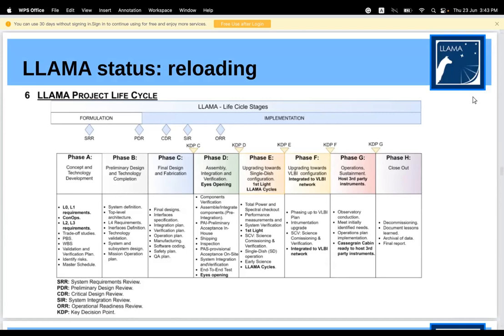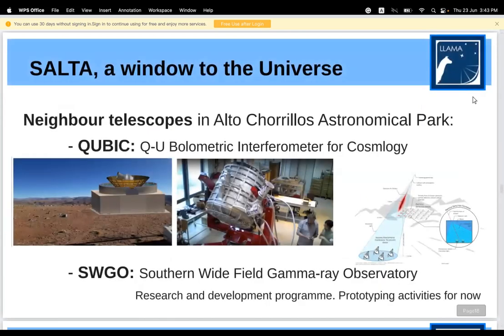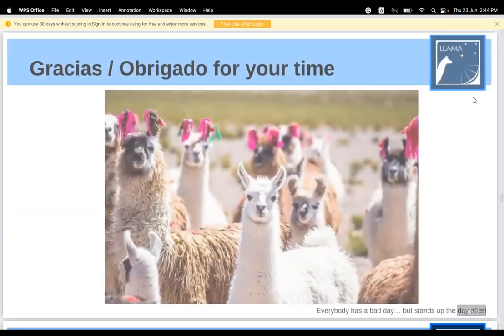We are doing the documentation and all the steps in L0, L1 requirements. This is something new in this project. This is something that we are learning, and it's taking a little bit longer than it should, but we are new to this sort of big project. And we will have another partner at the site. This is CUBIC, which is a volumetric interferometer for cosmology. And some other projects are looking to join us at the mountain.